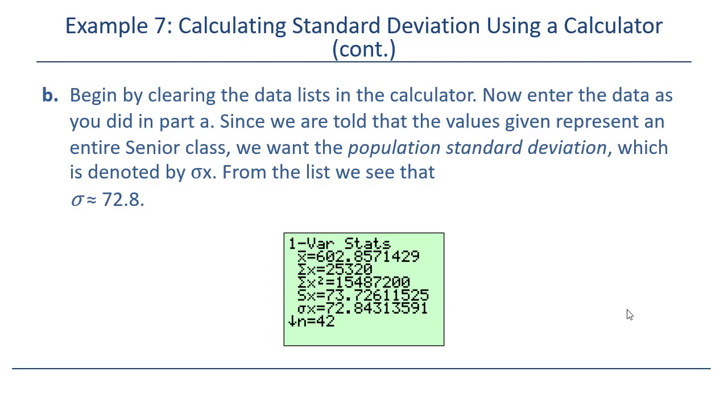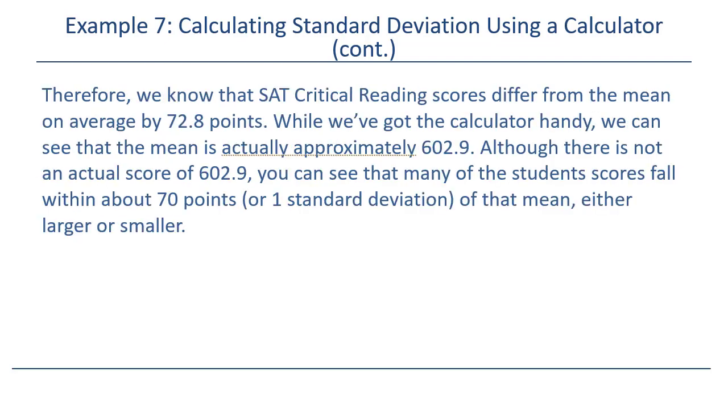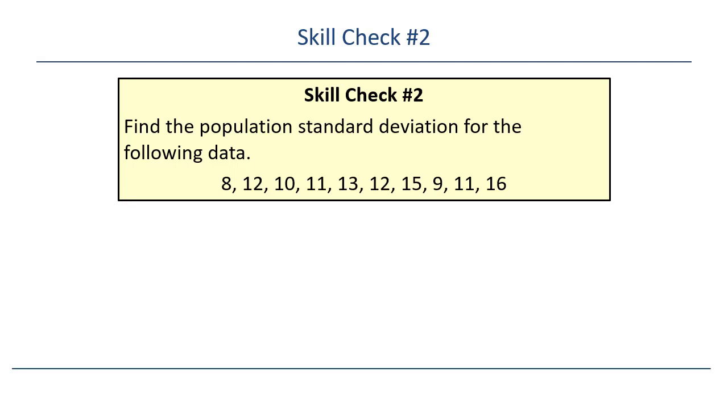Now with this one, if we want to treat that as a population, then we would use this bottom one, right? Because remember, Greek letters is population, regular letters is samples. Okay, so then we can say that on average, they differ from the mean by roughly 72.8 points, or roughly 73 points. That's what the standard deviation tells us.